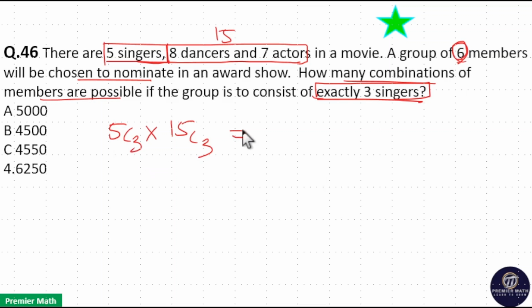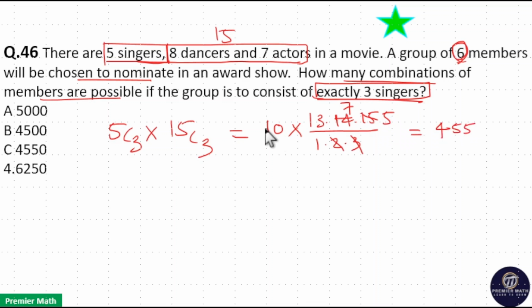5C3 is equal to 5C2, which is equal to 4 into 5 by 2, that is 10. Into 15C3 means 12 cancel, remaining 13 into 14 into 15 divided by 3 factorial. Now 3 goes 5 times in 15, 2 goes 7 times in 14. 13 into 7 is equal to 91. 91 into 5 is equal to 455. 455 into 10 is equal to 4550. Option C is your answer.